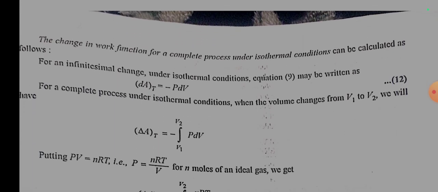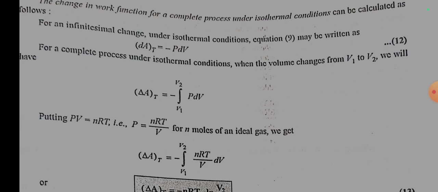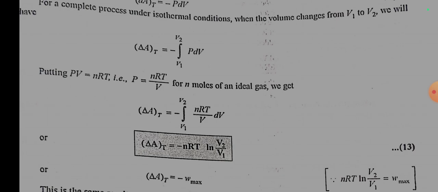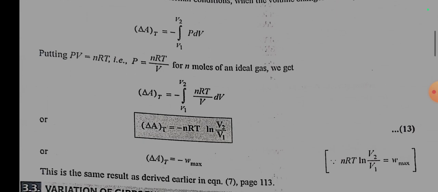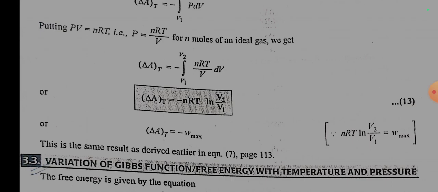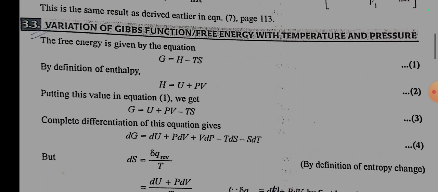The change in work function for a complete process under isothermal condition can be calculated as follows. For an infinitesimal change under isothermal condition, equation 9 may be written as dA at constant T is equal to minus PdV. For a complete process under isothermal condition, when the volume changes from V1 to V2, we will have delta A at constant T is equal to minus the integration from V1 to V2 of PdV. Putting PV is equal to nRT, that is P is equal to nRT by V, for n moles of an ideal gas, we get delta A at constant T is equal to minus W max.